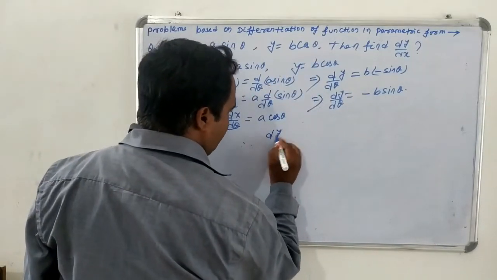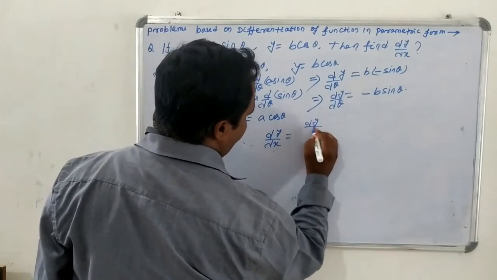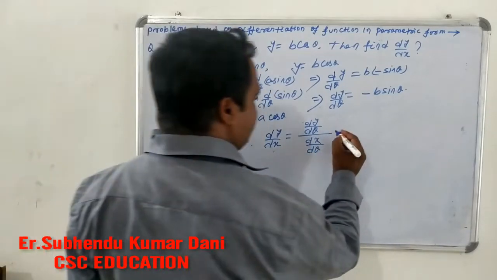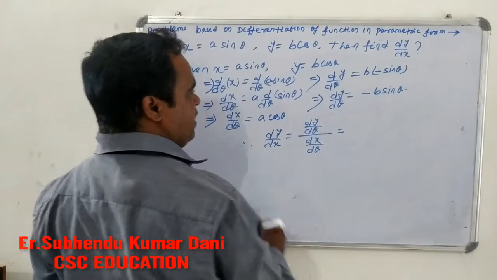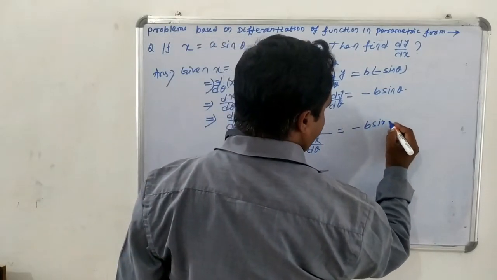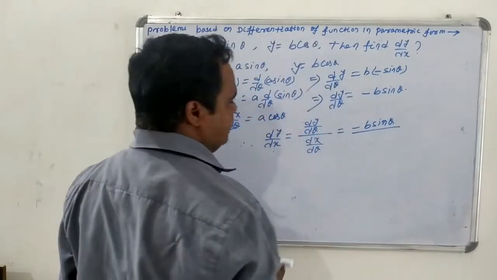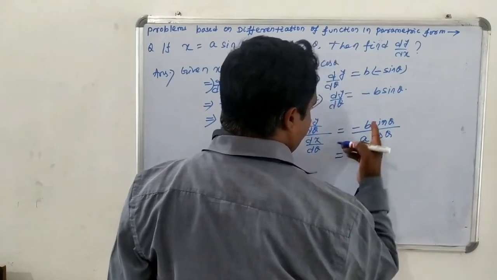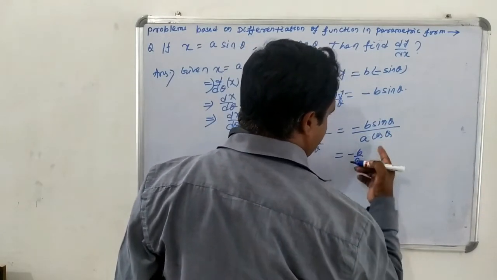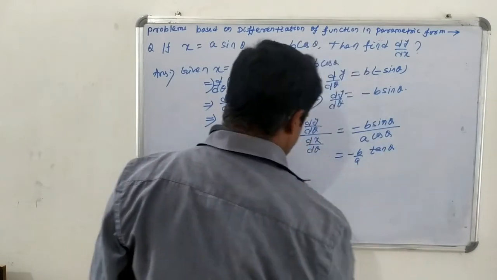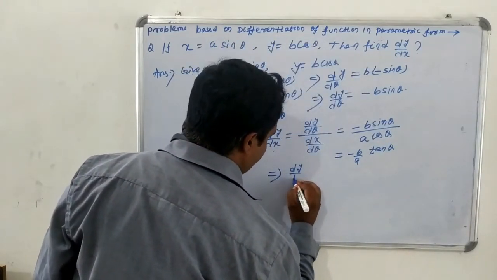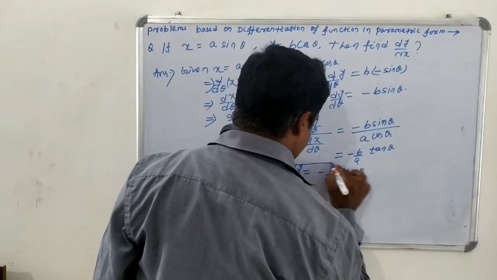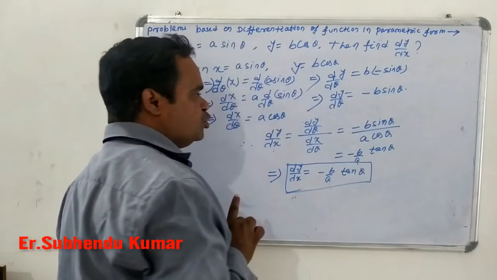So here dy by dx equals dy by d theta divided by dx by d theta. The value of dy by d theta is minus b sin theta, divided by dx by d theta, whose value is a cos theta. So minus b by a times sin by cos is tan theta. So your answer is dy by dx equals minus b by a tan theta. This is your result for the above question.